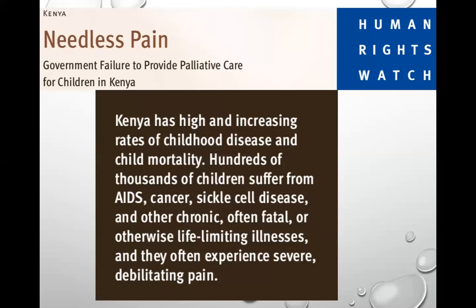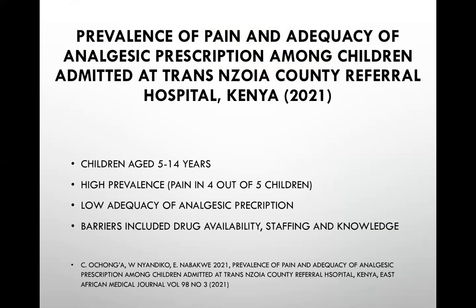to what there is in the literature from other countries as well, which also shows that pain is usually undertreated in children. Together with this, I came across a 2021 study assessing the prevalence of pain and adequacy of analgesic prescription among children admitted at Trans Nzoia County Referral Hospital in Kenya. What they found is that 4 out of 5 children had pain, which shows the high prevalence of pain, and they also found that analgesic prescription was inadequate, with low adequacy.